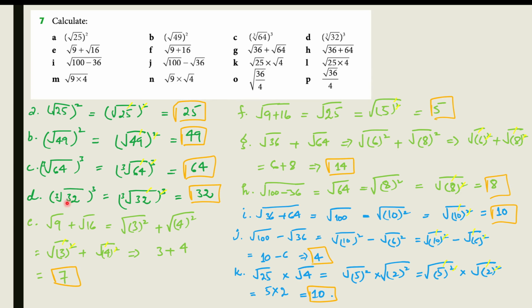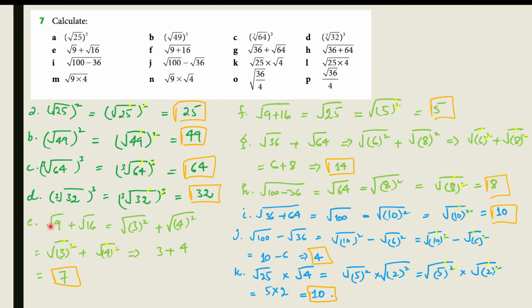The fourth part of the question is the same. Cube root of 32 is wholly cubed, or it is whole raised to the power of 3. So whole cubed, again this power of 3 is cancelled with the cube root and we are left with 32.